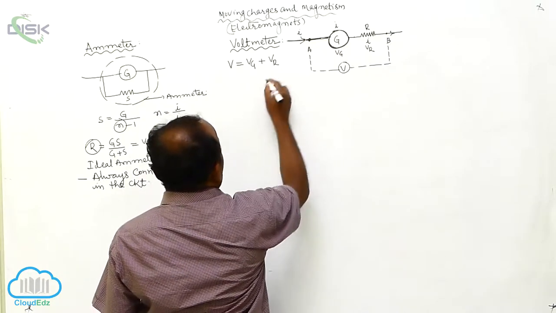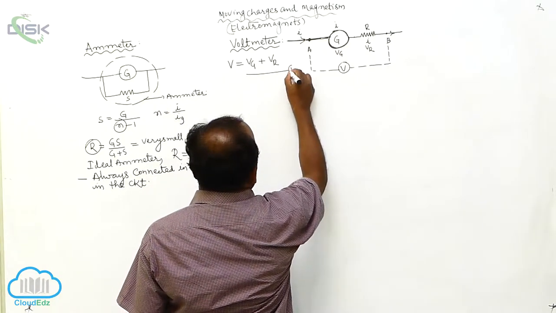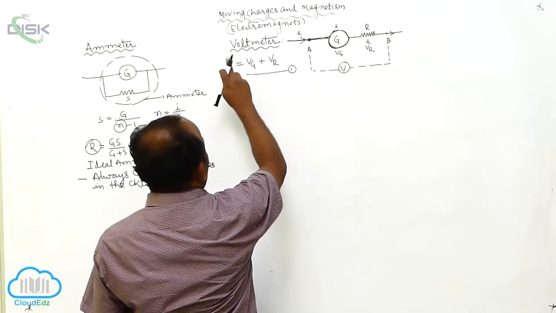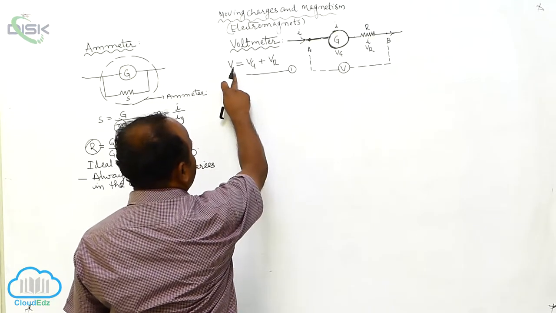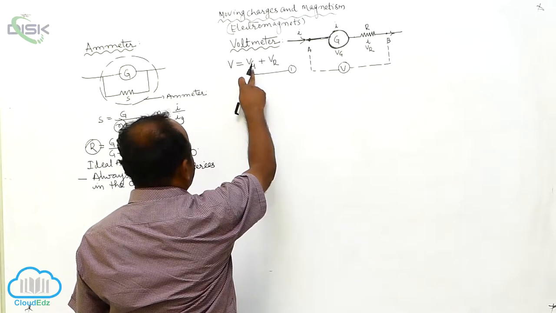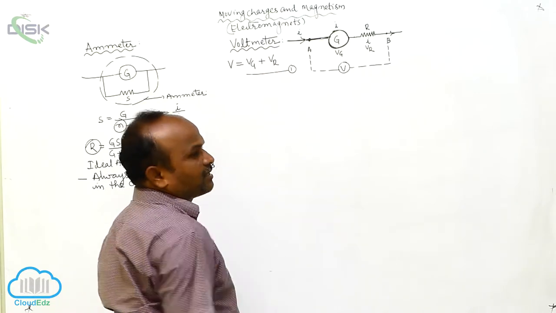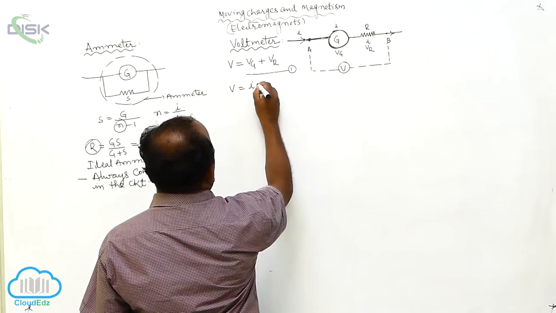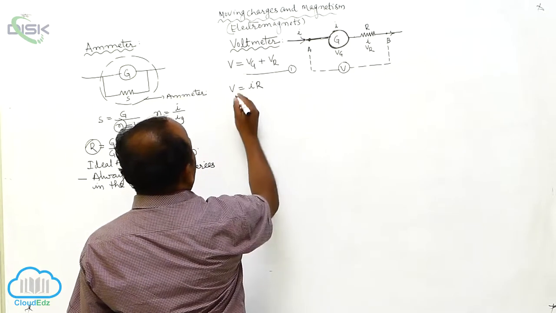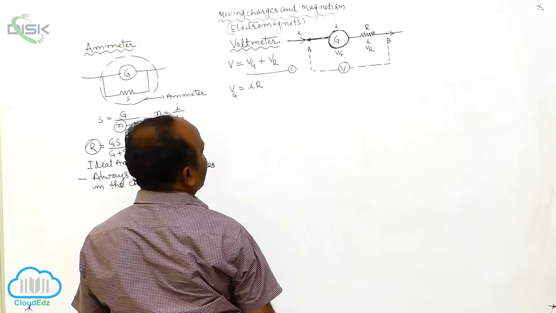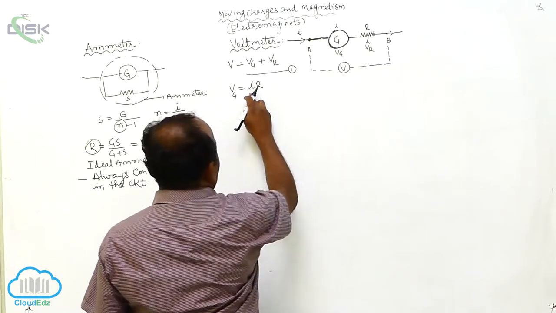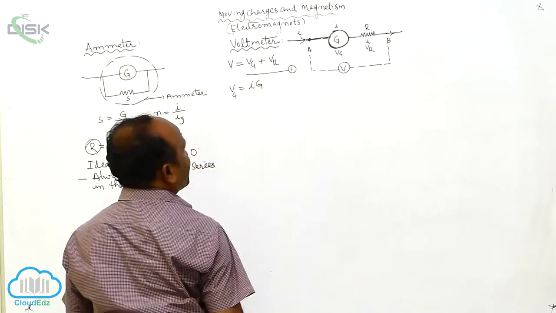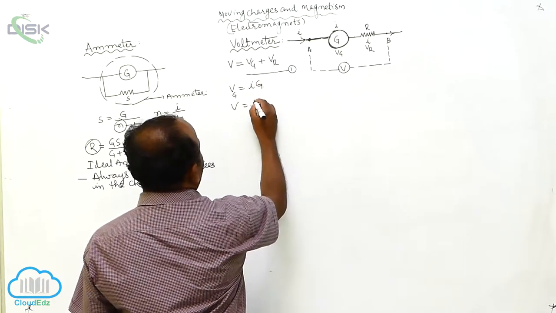Now, this is called the first equation. What is the value of V? What is the value of Vg? What is the value of Vr? V is the total potential difference between the points A and B. Vg is the potential difference across the galvanometer. Vr is the potential difference across the resistance. Now, in this case, V is equals to I r, Ohm's law. Potential difference across the galvanometer Vg: the current passing through the galvanometer is I, and the resistance of the galvanometer is G.